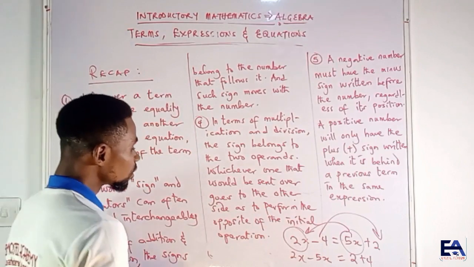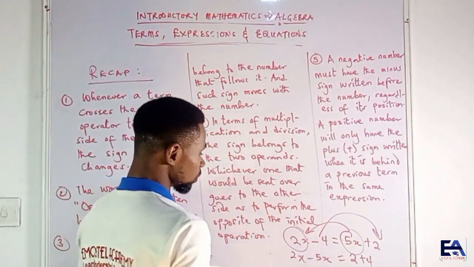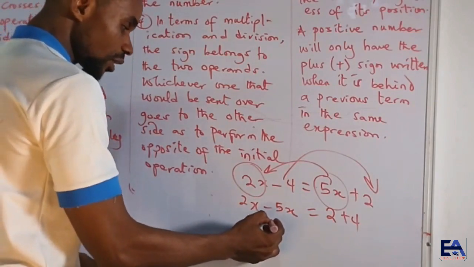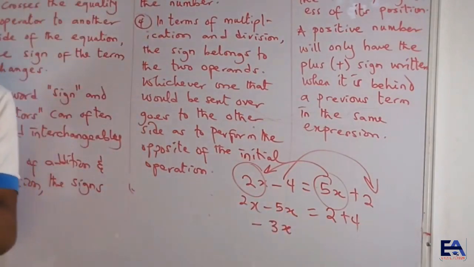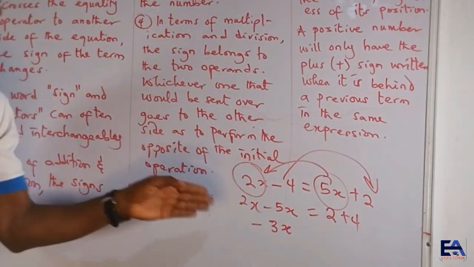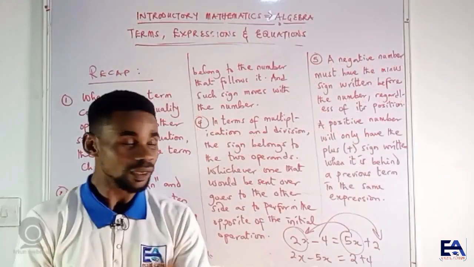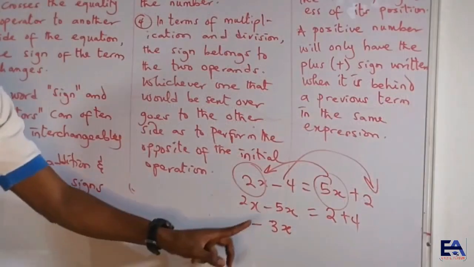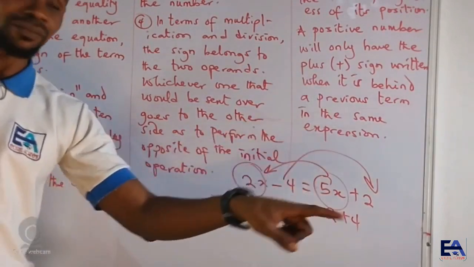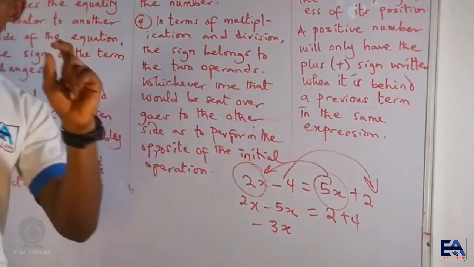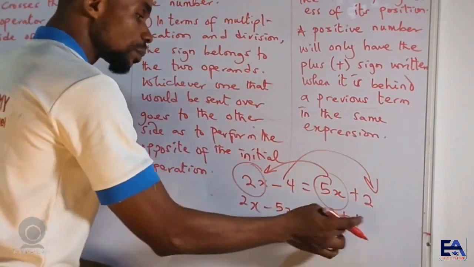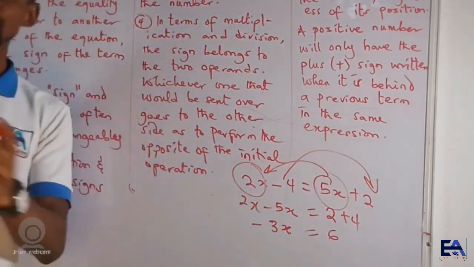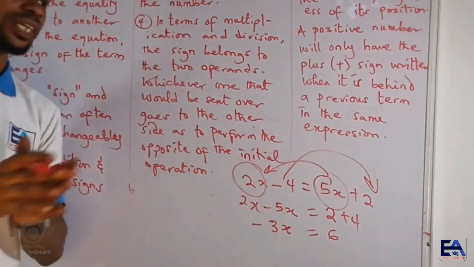So now we go. We have 2x minus 5x, which will give us negative 3x, because from the previous class we learned that positive means having and negative means owing. If I'm having 2x and I'm owing 5x, then if I pay the 2x that I have, I am still owing 3x. You get that? Then we have 2 plus 4, which means I have 2 and I have 4. Altogether I have what? 6. That is positive 6.